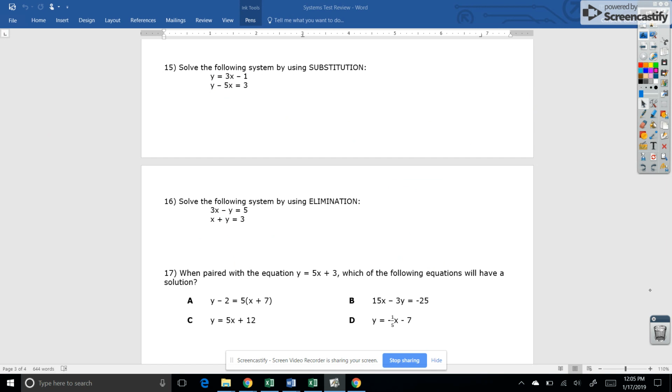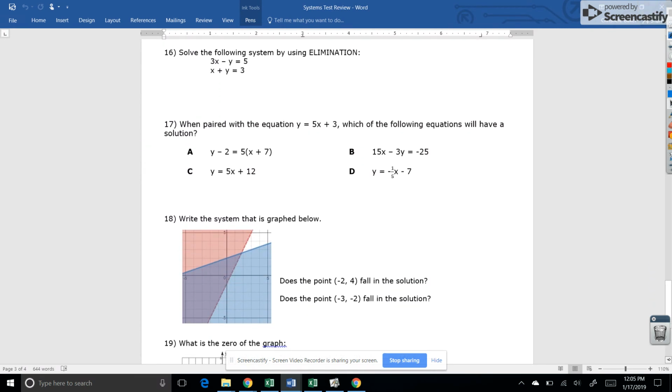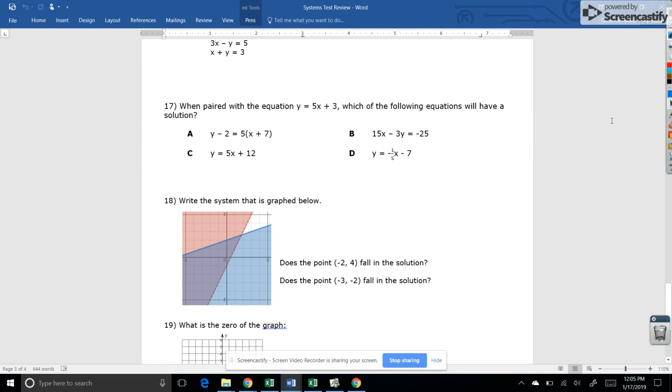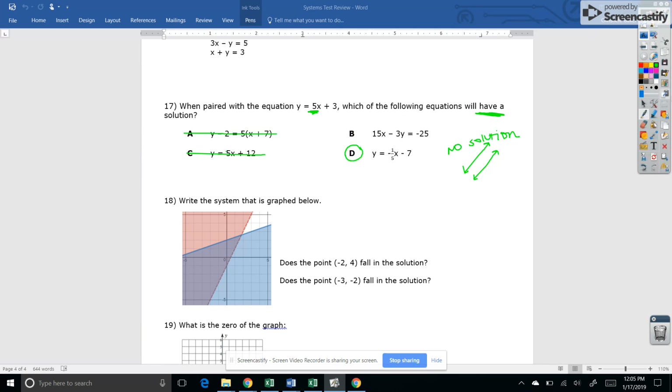Okay. When paired with the equation y is equal to 5x plus 3, which equation will have a solution? So to have a solution, you cannot be parallel because that's no solution. So I'm looking for things that have a slope of 5, and then those are not going to be my answer. So slope of 5, no. Slope of 5, no. This isn't a slope of 5, so I think it's D, but let me just check.